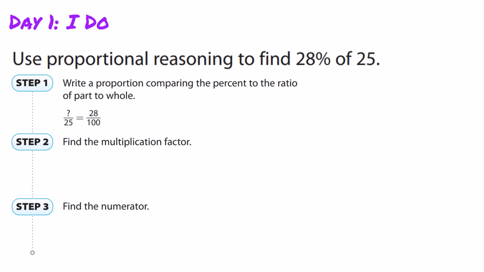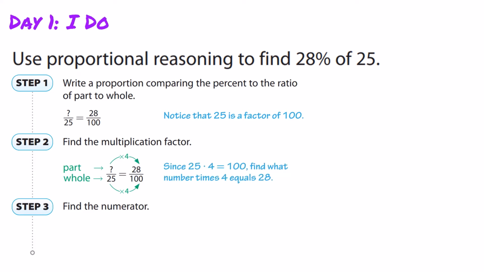Let's notice that 25 is a factor of 100. This means we can multiply evenly to get 100, or we could divide evenly to get 100. Now let's find the multiplication factor, which is basically stating how many times 25 goes into 100. Since 25 times 4 gives us 100, now all we have to do is find out what number times 4 equals 28. We can do this by using inverse operations and simply dividing 28 by 4. That will tell us how many times 4 goes into 28.